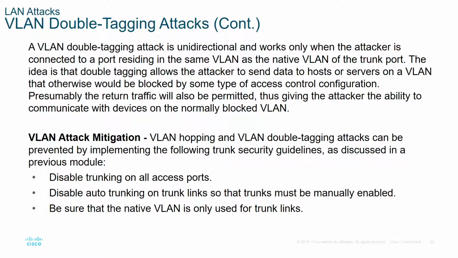VLAN attack mitigation. VLAN hopping and VLAN double tagging attacks can be prevented by implementing the following trunk security guidelines as discussed in the next module. Disable trunking on all access ports. Disable auto trunking on trunk links so that trunks must be manually enabled. Be sure that native VLAN is only used for trunk links.